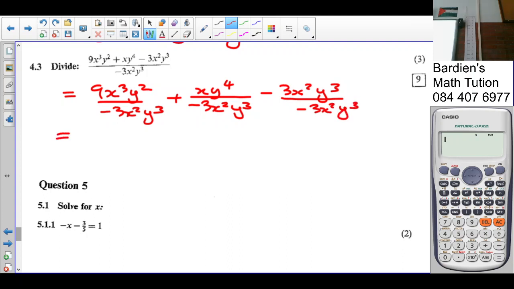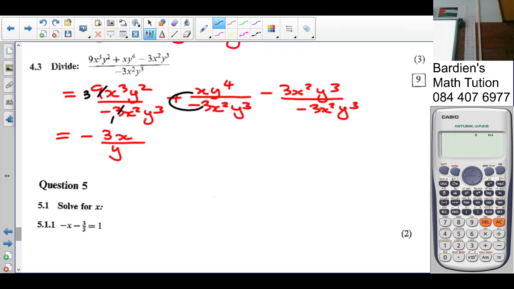Right. Positive divided by negative is negative. 3 goes into 3 once, 3 goes into 9 three times. Where are the more x's? On top. So it's going to be x, 3 minus 2 is 1. Where are the more y's? At the bottom. So y, 3 minus 2 is 1.